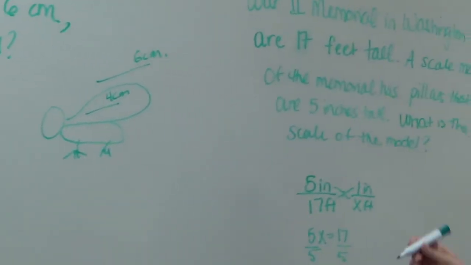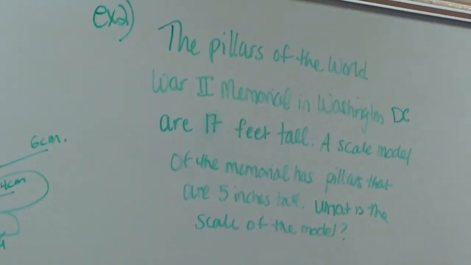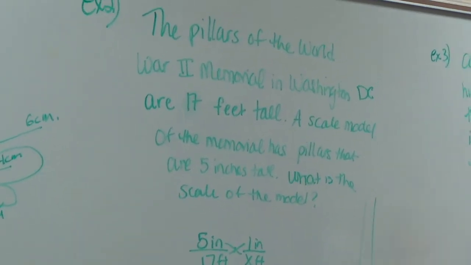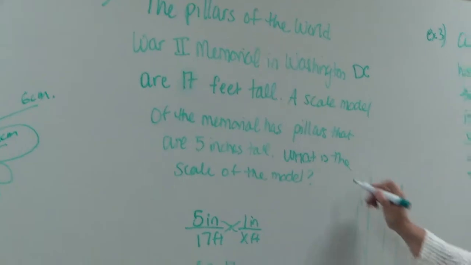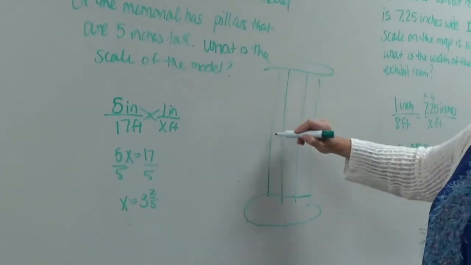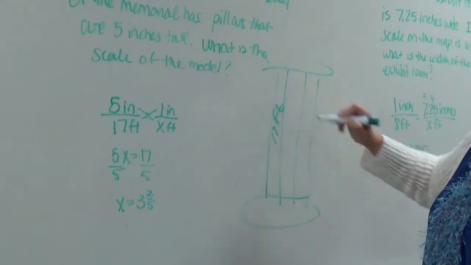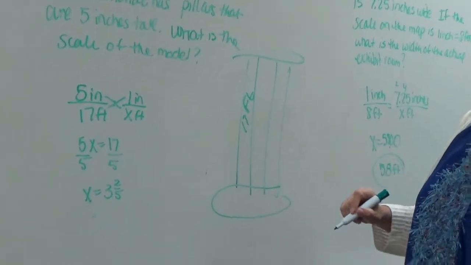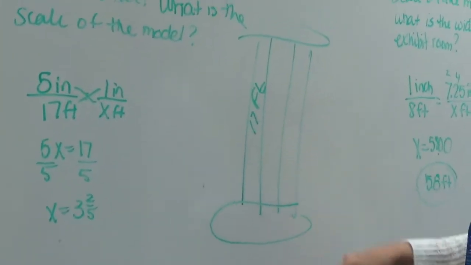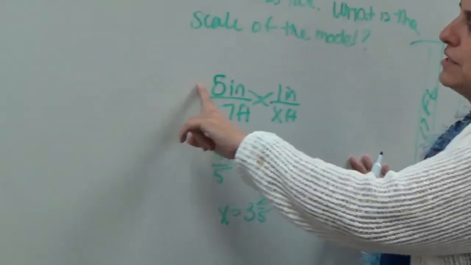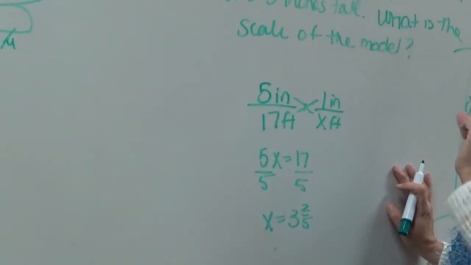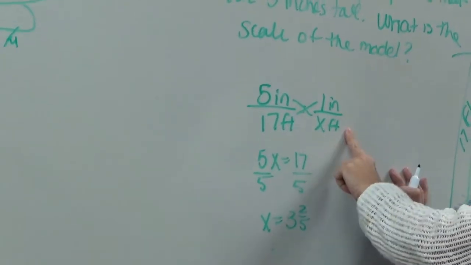Okay, so over here, the pillars of the World War II Memorial in Washington, D.C. are 17 feet tall. So we've got these pillars in this memorial in Washington, D.C., and we know in real life, they're 17 feet. However, the scale model of the memorial has pillars that are 5 inches. So we know that 5 inches is to 17 feet. We want to figure out how much every 1 inch is worth. That's my scale. So 1 inch to x feet.